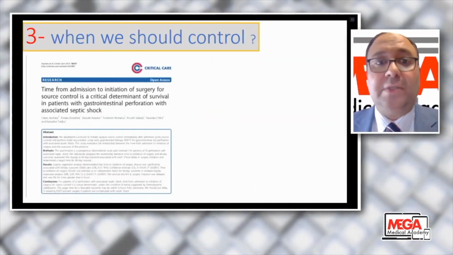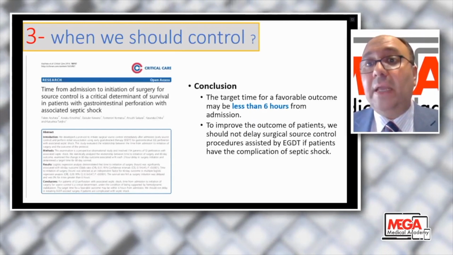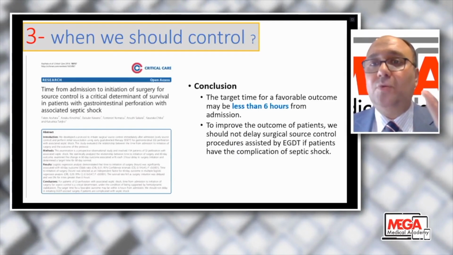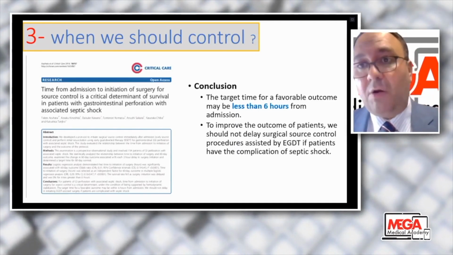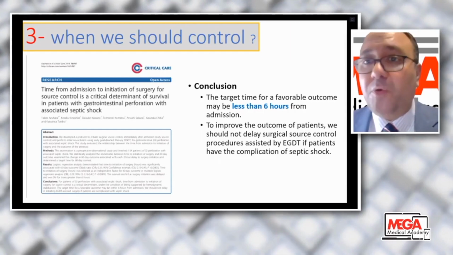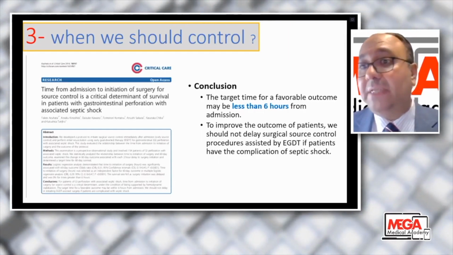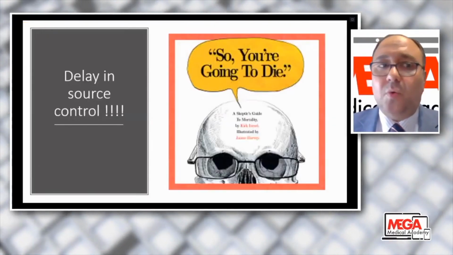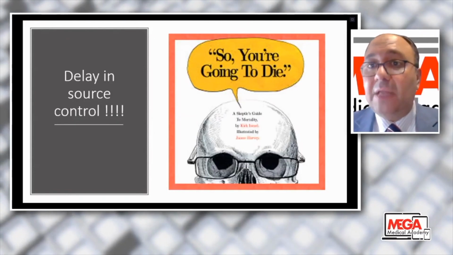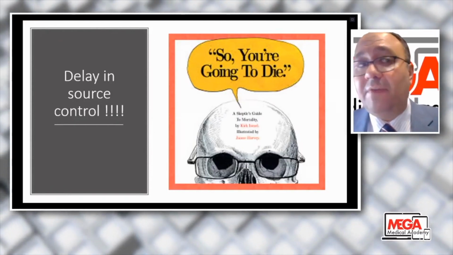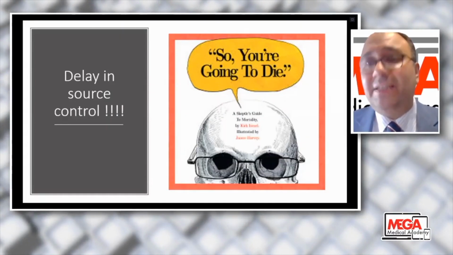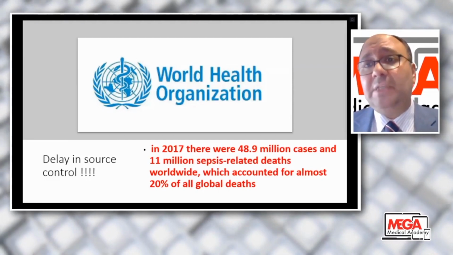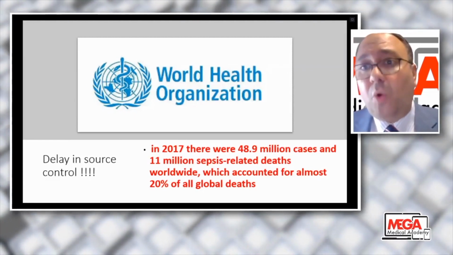In the Japanese guidelines published in 2014 in Critical Care Medicine, if the patient has GI perforation, the optimum time to shift the patient to the OR is within 6 hours. Less than 6 hours, you will decrease mortality and improve survival and outcome. Again, with delay of source control there is a greater impact on survival. We need to know why there is delay, given that mortality related to sepsis is up to 20% worldwide.